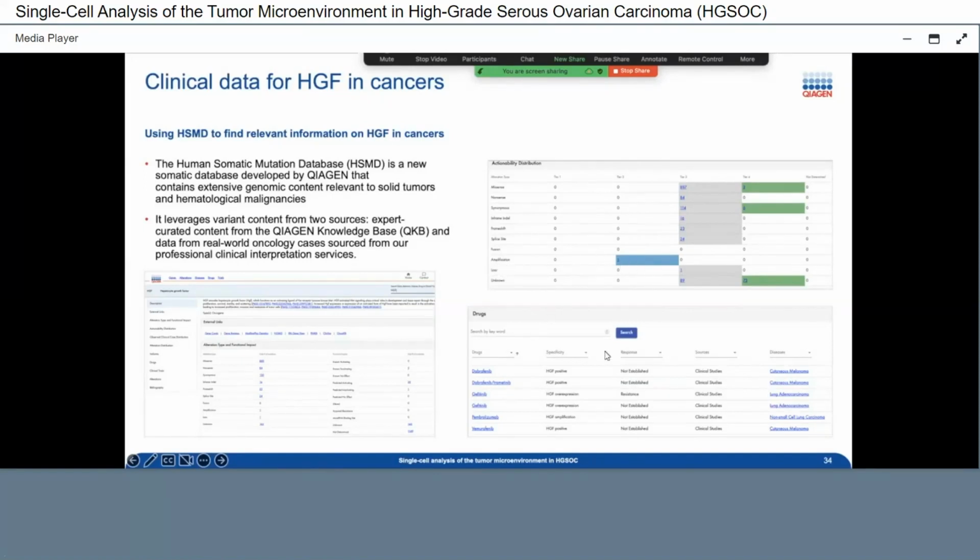I click on that, and you can look at the type of clinical trial, what's going on for that particular amplification of HGF, the drugs, the specificity of the profile of HGF, when it's positive, when it's overexpressed, amplified, and the different clinical studies you have for the different cancers. It's very easy, very, very simple to use.